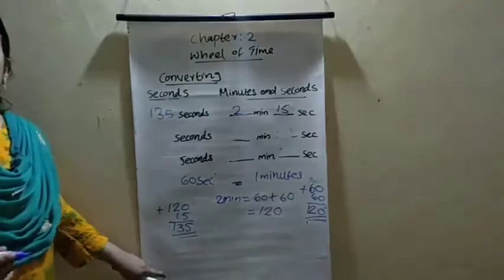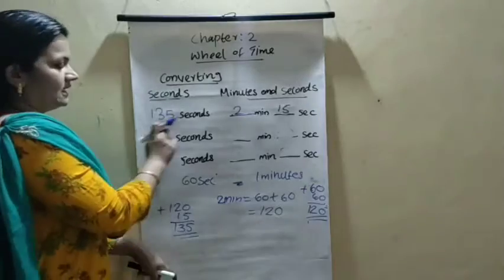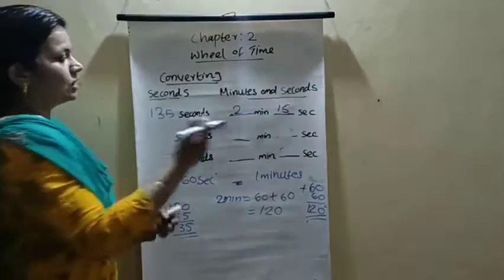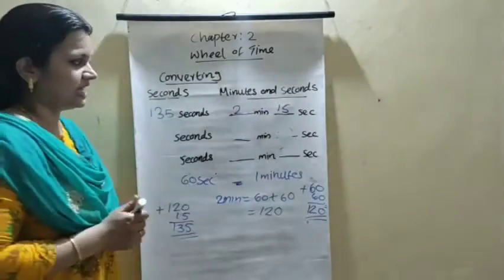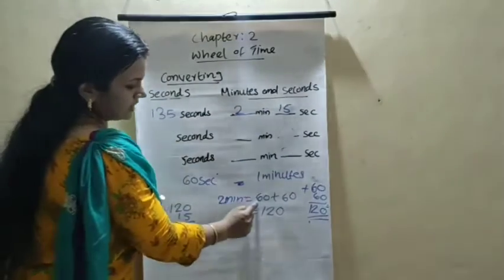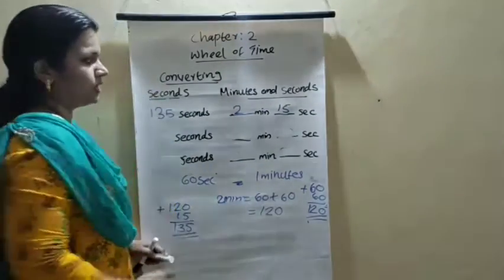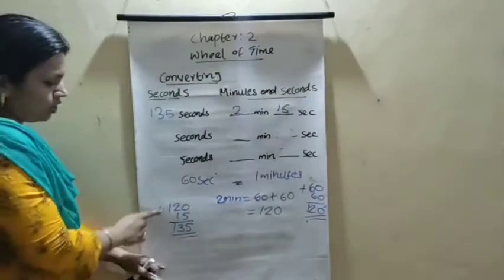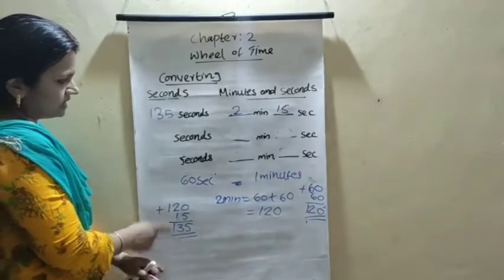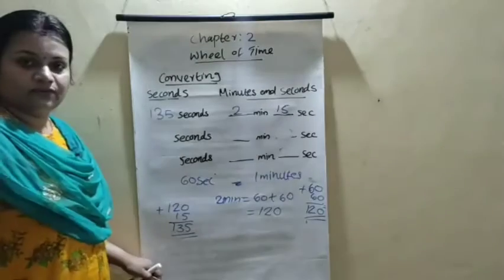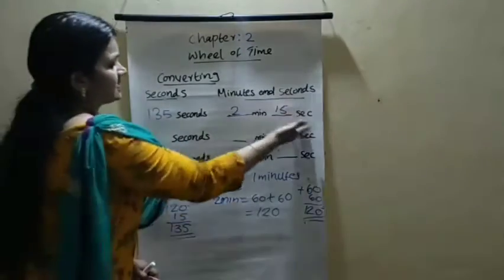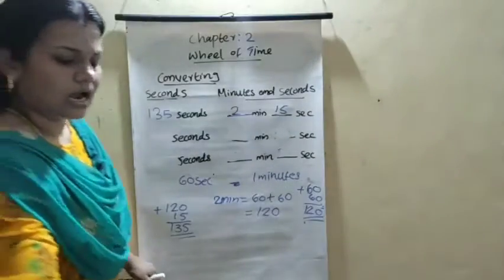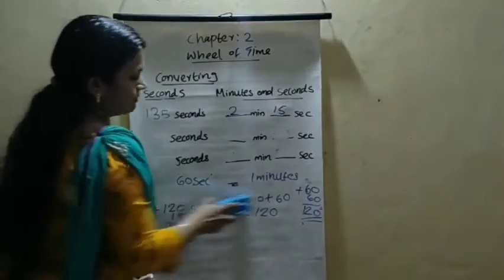135 seconds. Understood how to get 135 seconds? They already gave 2 minutes and 15 seconds here. 2 minutes equals 60 plus 60, 120, plus 15. So 120 plus 15 is equal to 135. Understood how to convert minutes and seconds into seconds? Then I will write one more question.